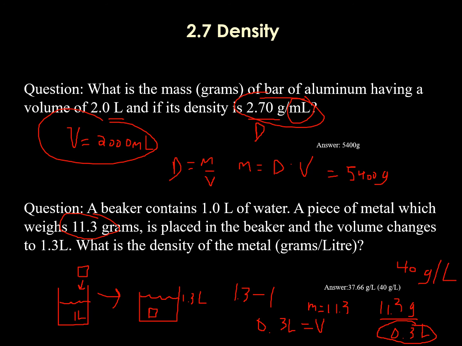In lab number 1, you're going to do something similar. You're going to find the density of a metal, where you put a metal into a graduated cylinder that has water. The water volume is going to change. You're going to have the mass of the metal, and you're going to use D equals M over V to find the density of the metal.